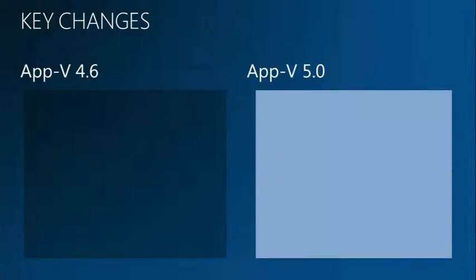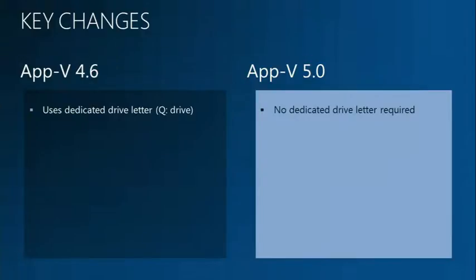So I think this is a slide a lot of people want to see before we get into the demos, which is what is the difference between 4.6 and 5.0. So the first one is the Q drive. This is a great question I've been getting for at least 2 or 3 years at MMS. What's up with that Q drive? I'm very proud to announce there is no Q drive anymore. I thought that might get some applause.